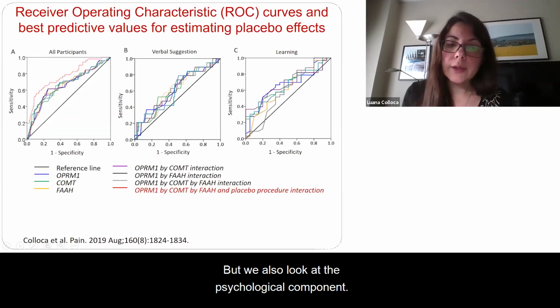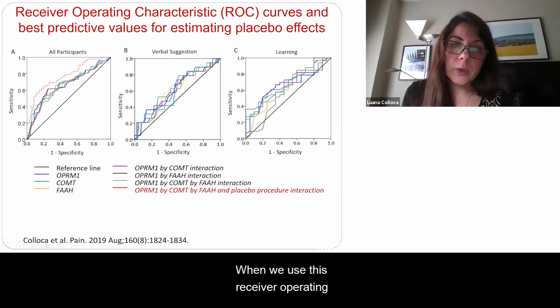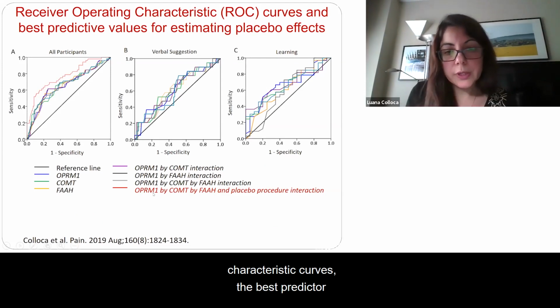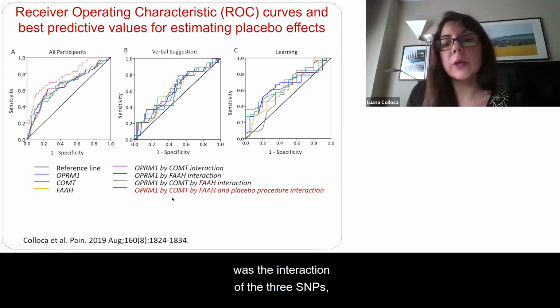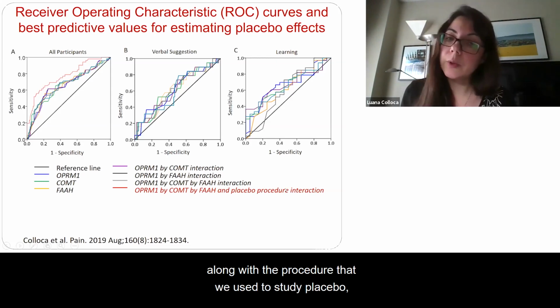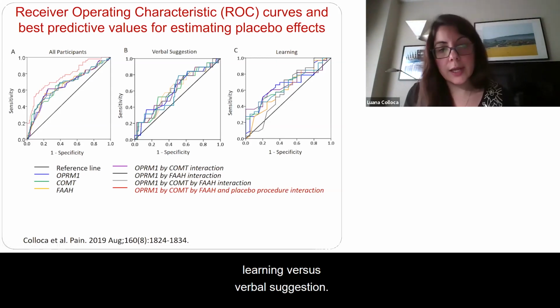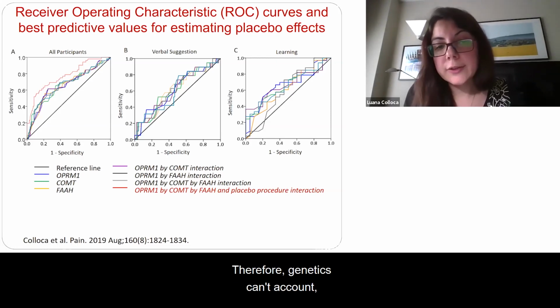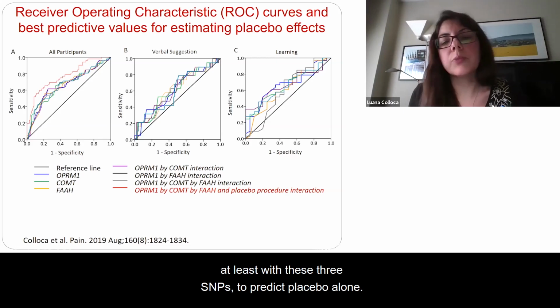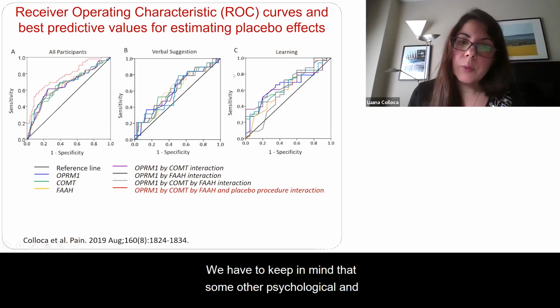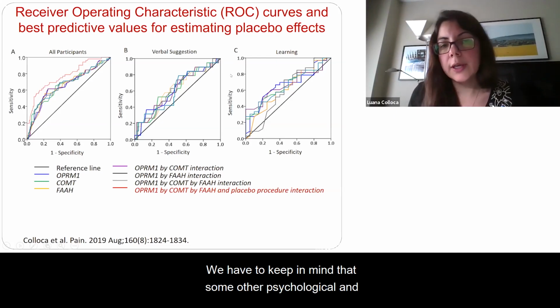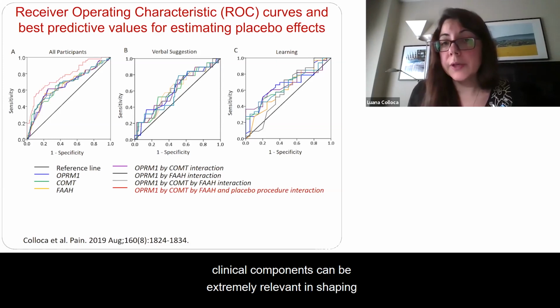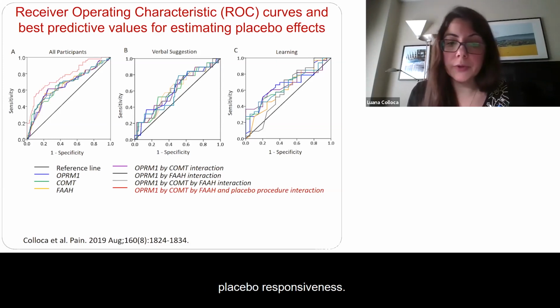But we also look at the psychological component. When we use receiver operating characteristic curves, the best predictor was the interaction of the 3 SNPs along with the procedure that we use to study placebo, learning versus verbal suggestion. Therefore, genetics can't account, at least with these 3 SNPs, to predict placebo alone. We have to keep in mind that some other psychological and clinical components can be extremely relevant in shaping placebo responsiveness.